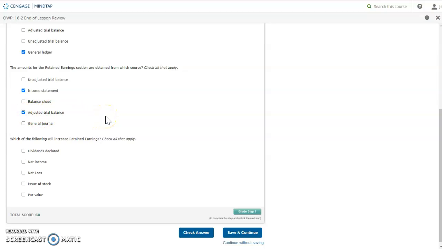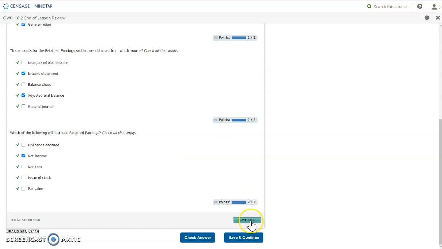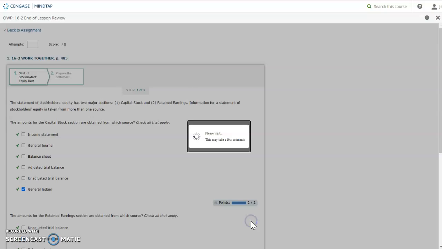Last question here is, which of the following will increase retained earnings? And it says check all that apply. Now, I don't really like this one because it doesn't really say if there's an increase to dividends declared or an increase to net income or that kind of thing. So really, the only thing that is going to increase our retained earnings from this list would be our net income. If we had a higher net income, that would then increase our retained earnings. We're going to grade that step and go to the next step.